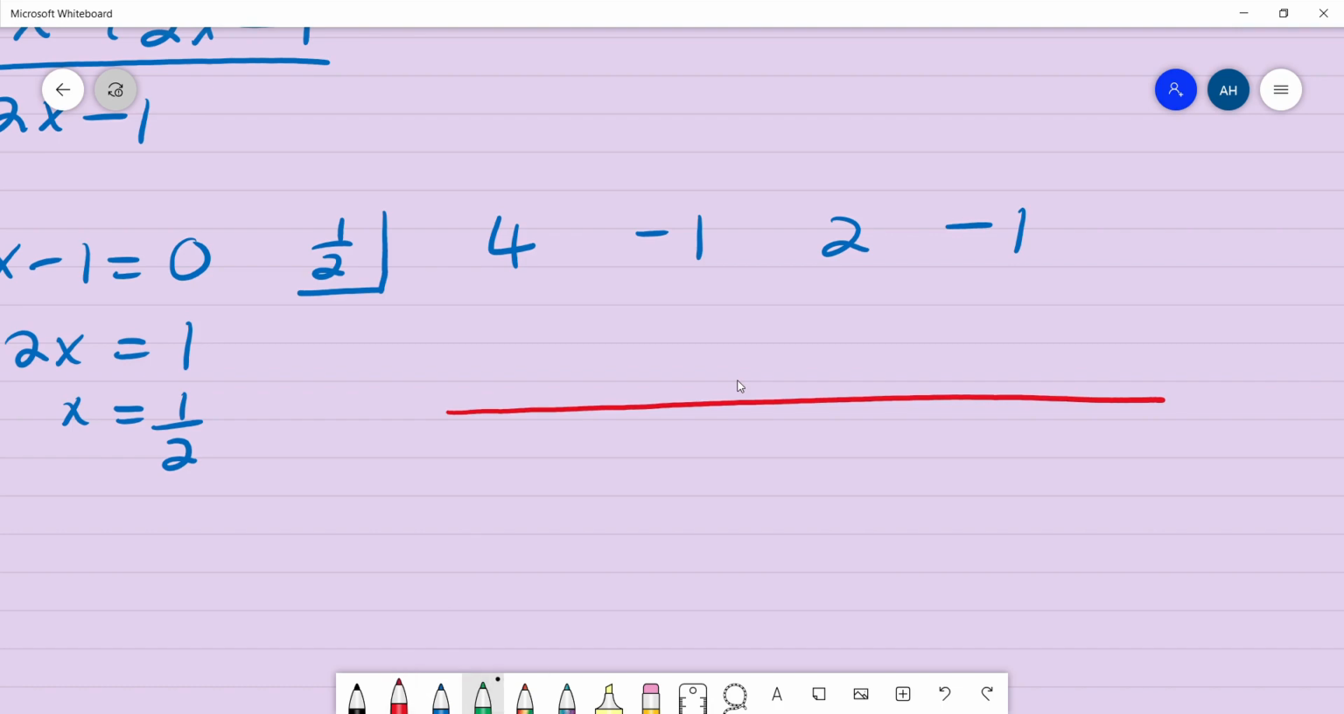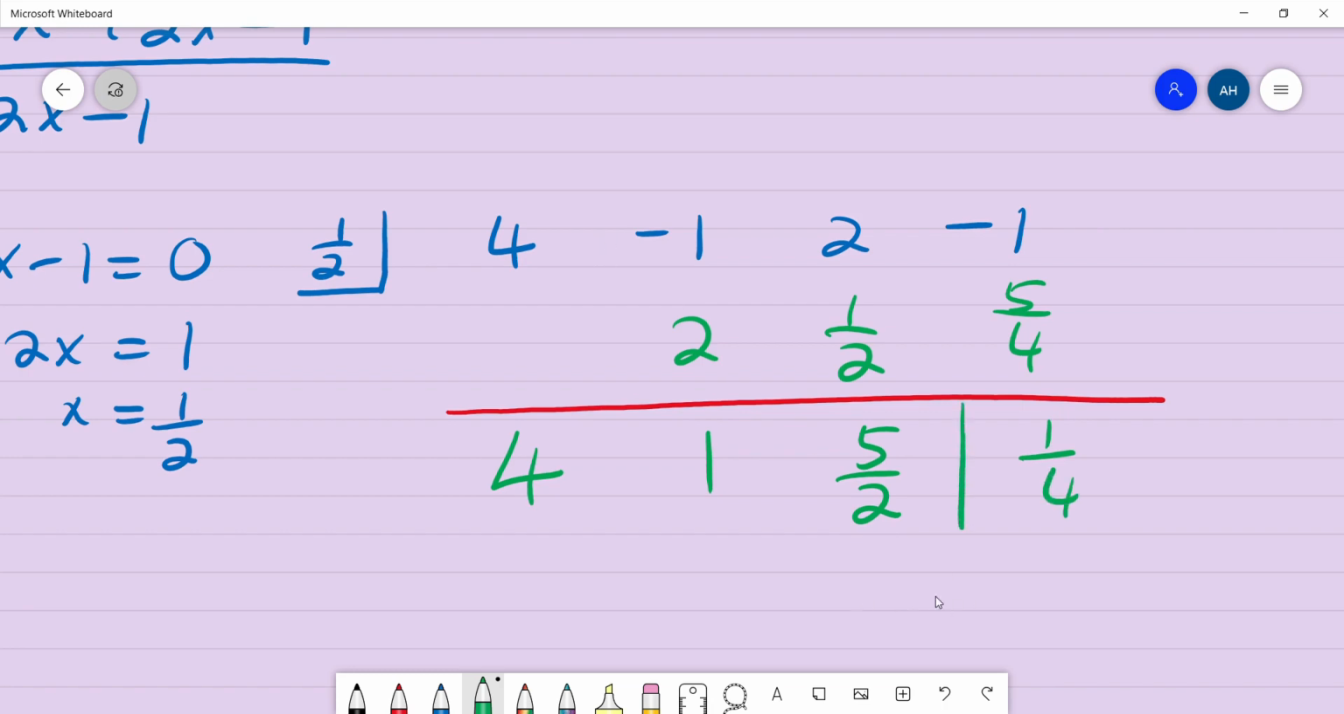Write 4 here. So 1 half times 4 is 2. Negative 1 plus 2 is 1. 1 half times 1 is 1 half. 2 plus 1 half is 5 over 2. Now 1 over 2 multiplied by 5 over 2 is 5 over 4. And negative 1 plus 5 over 4 is actually 1 over 4. That will be the remainder, that is 1 over 4.